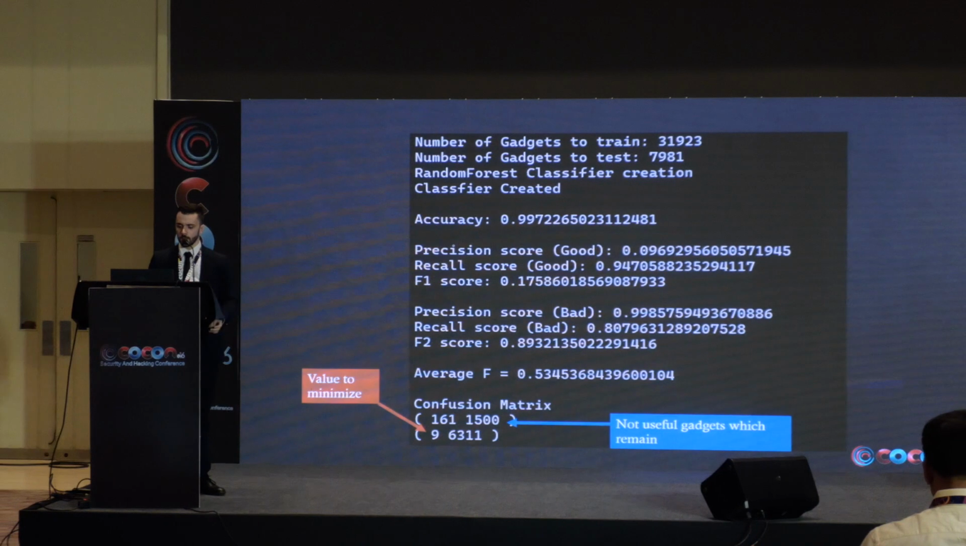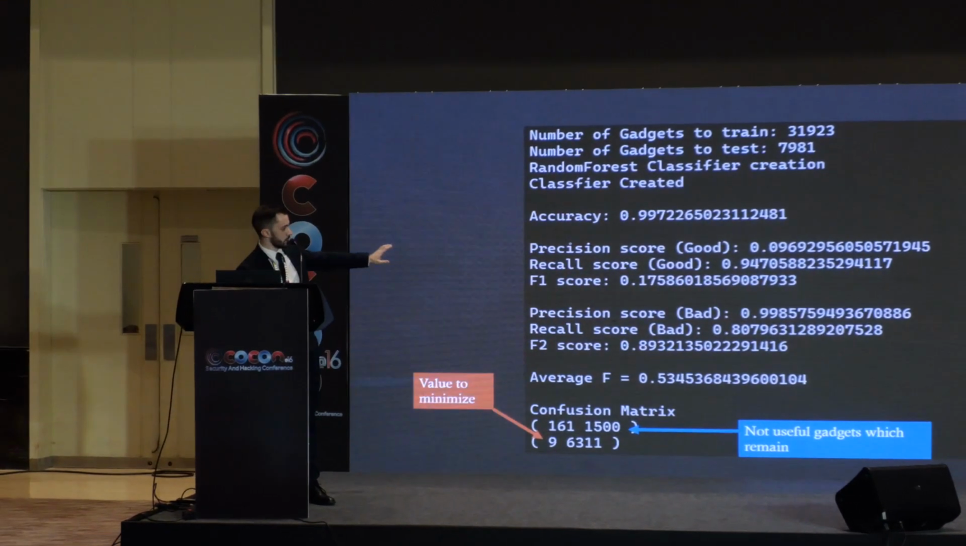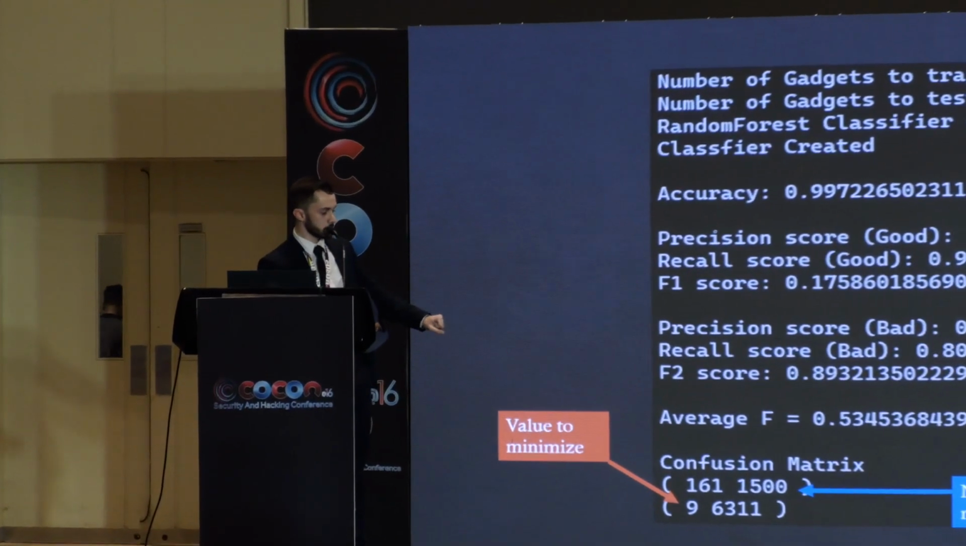So now we have our data with some useful gadgets that we are able to classify. We can see that on approximately 8,000 gadgets with 170 useful gadgets, we are able to identify most of them and to remove 60,300 bad gadgets. It's very powerful, and we are able to identify most of the gadgets. So the tool is there, it's possible to use it.